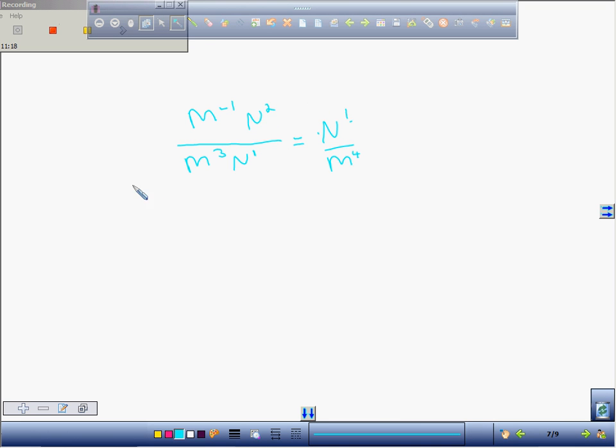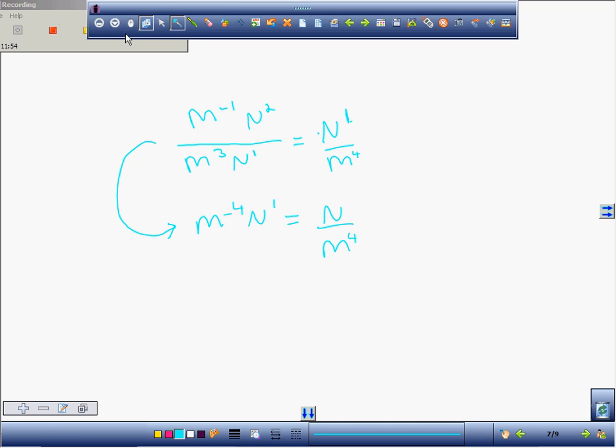So if you want to take a different route to get there, rather than trying to simplify everything at once, m to the negative 1 minus 3 makes m to the negative 4, right? And n to the 2 over n to the 1 makes n to the 1, or just plain old n. And then I bring the m to the 4th downstairs. So you don't even have to write a 1 there. If it's just plain old n, it's understood that the power is 1 over m to the 4th.